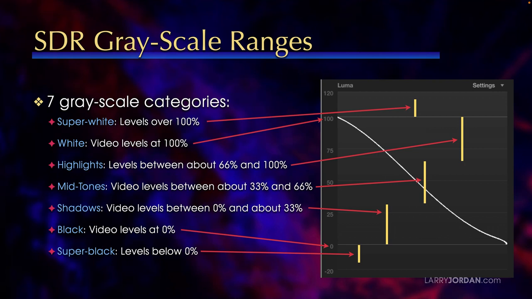it works the same inside Final Cut, there are 7 grayscale ranges inside a standard dynamic range image. There's super white, which is levels over 100%, white, which are levels at 100%, highlights between 66 and 100%, midtones between about 33 and 66%, shadows between 0 and 33%. Black are video levels at exactly 0, and super black are levels below 0.